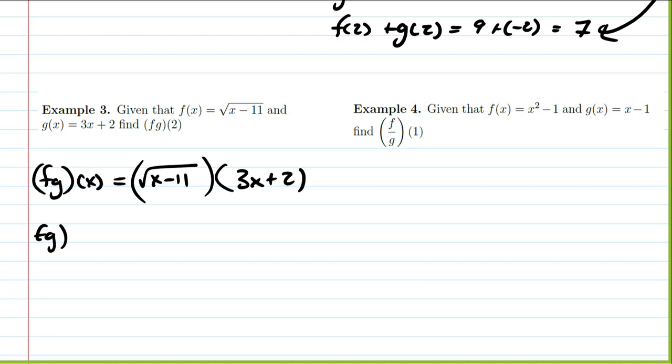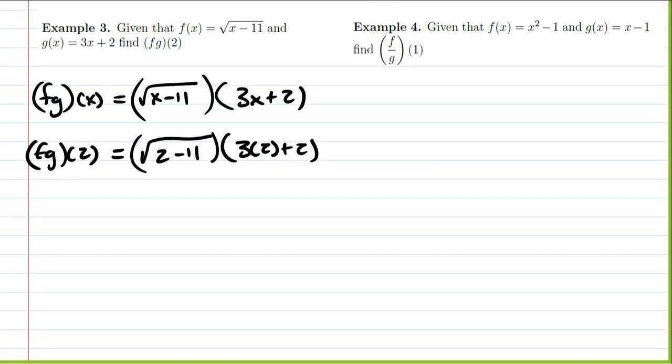Then f times g of 2 is going to be the square root of 2 minus 11 times 3 times 2 plus 2. Well, 2 minus 11 gives us negative 9 under the square root, and this is not a real number.